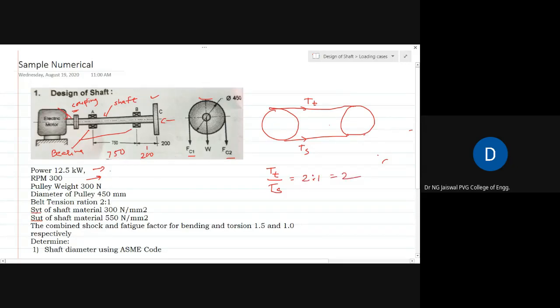What else is mentioned here? This one. The SYT of the shaft material is 300 Newton per mm square. That is the yield strength in tension. And the SUT of the same shaft material is 550 Newton per mm square. The combined shock and fatigue factor for bending and torsion is 1.5 and 1. This means that KB is equal to 1.5 and KT is equal to 1.